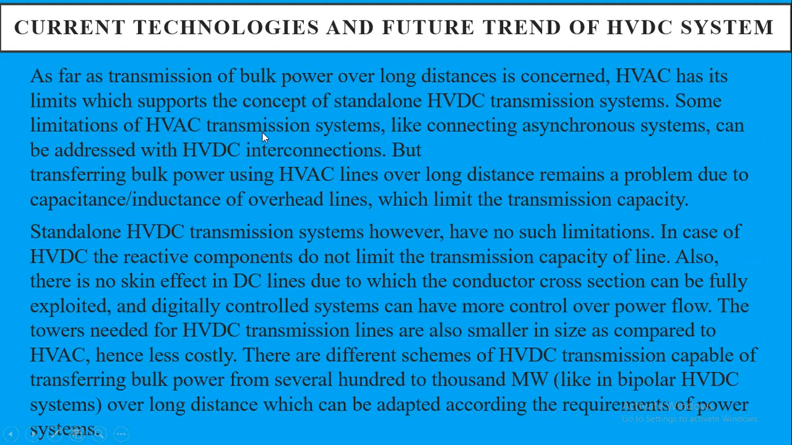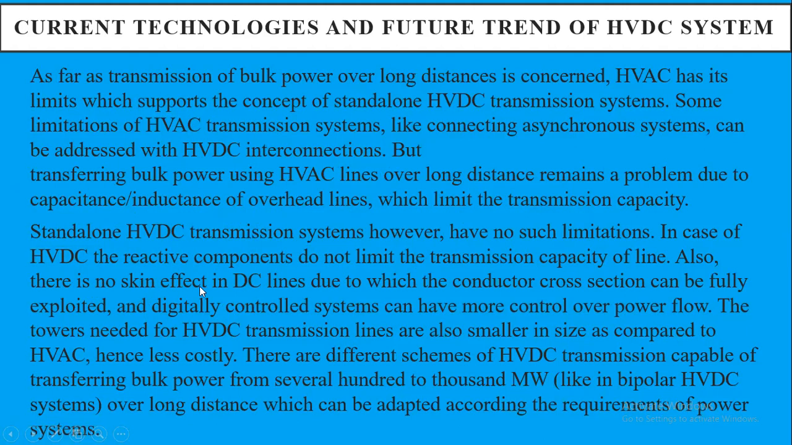Some limitations of HVAC transmission system like connecting asynchronous systems can be addressed with HVDC interconnections, but transferring bulk power using HVAC lines over long distance remains a problem due to capacitance and inductance of overhead lines, which limit the transmission capacity. Standalone HVDC transmission systems, however, have no such limitations. In case of HVDC, the reactive components do not limit the transmission capacity of line.